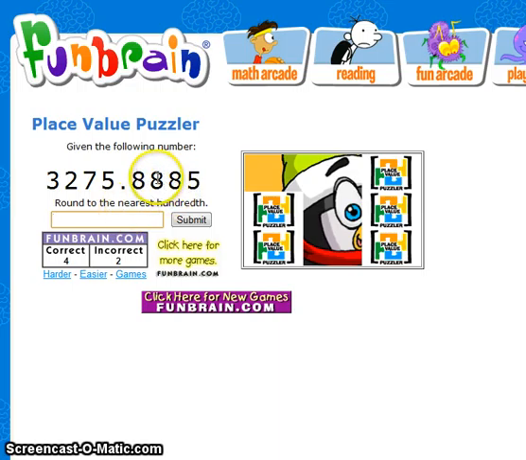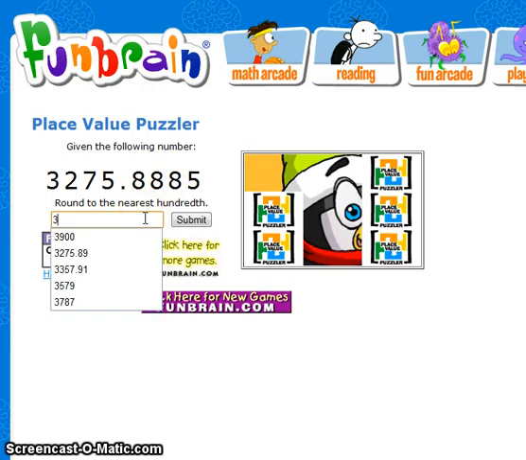So you look to the right of the hundredth, and it is an 8. An 8 is greater than 5, so it would round this other 8 to a 9. The answer would be 3,275.89.